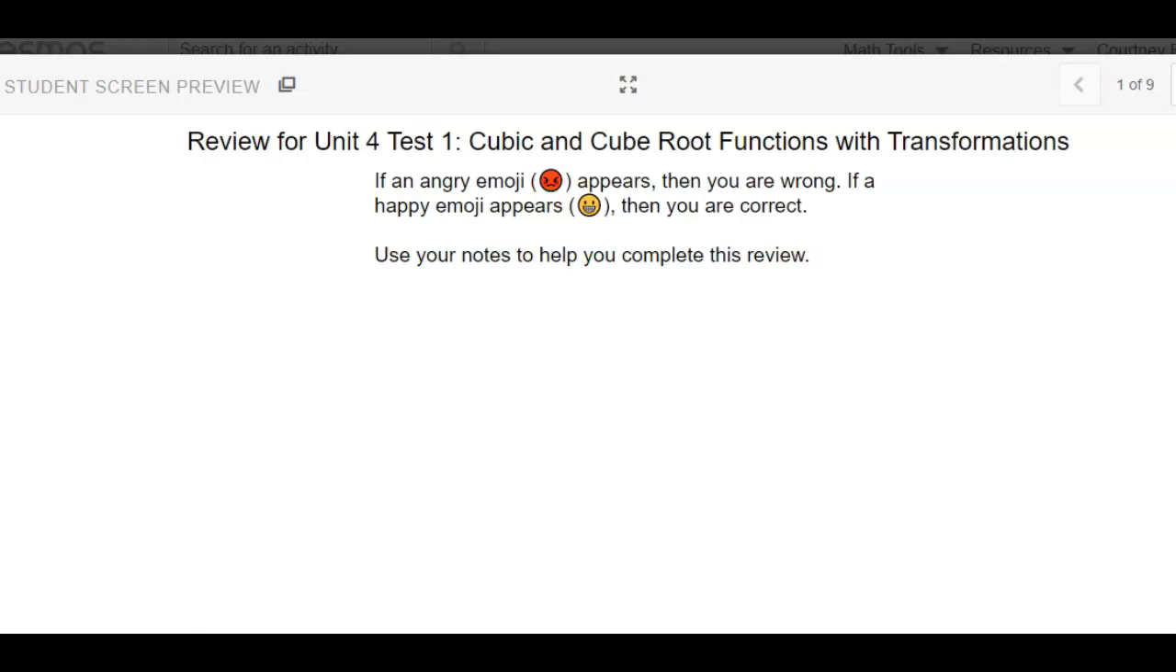Hi folks, today we're going to review for Unit 4 Test 1. It's over cubic and cube root functions with the transformations of the parent functions.